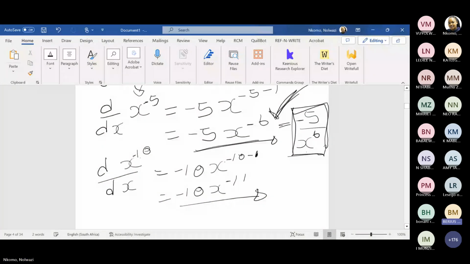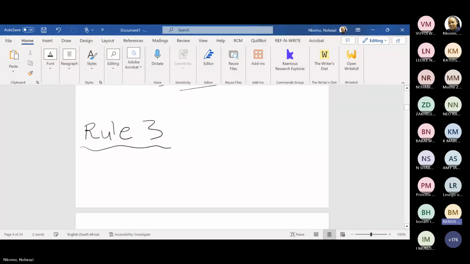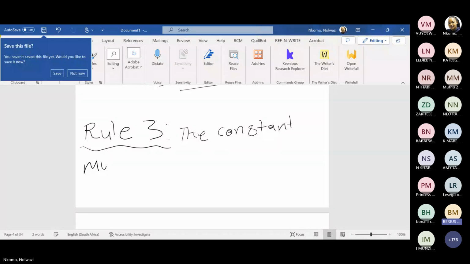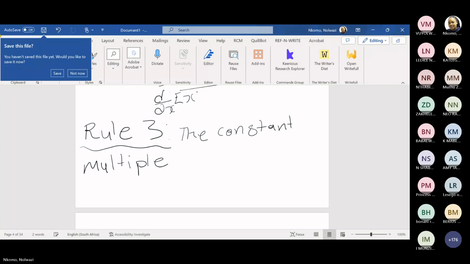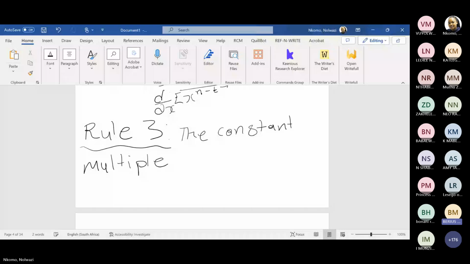Okay, can we move on? Sorry, ma'am, one last quick question before we go to the third rule. I don't know if this will make sense. Let's say it's d over dx, and then you have x to the power n minus t, for instance. And you are asked to differentiate this.